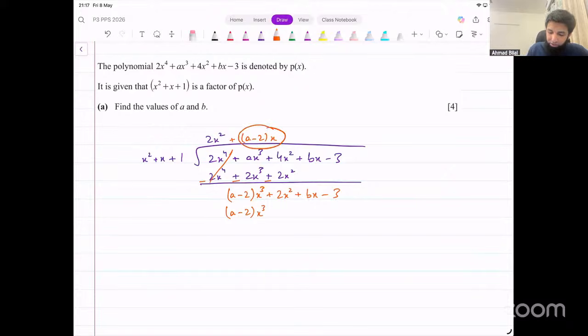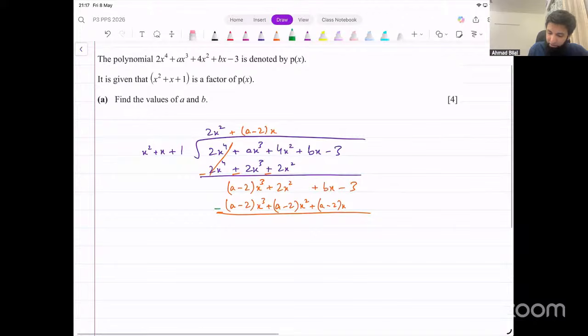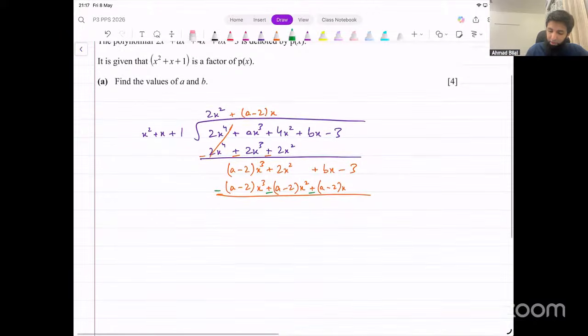Now a minus 2 whole times x into x, what's that going to be? A minus 2 whole times x squared. Again, write it inside brackets like this. Next, a minus 2 whole times x into 1, that will be a minus 2 whole times x. Now change the signs again. This becomes minus, minus, minus. This whole term gets cancelled.